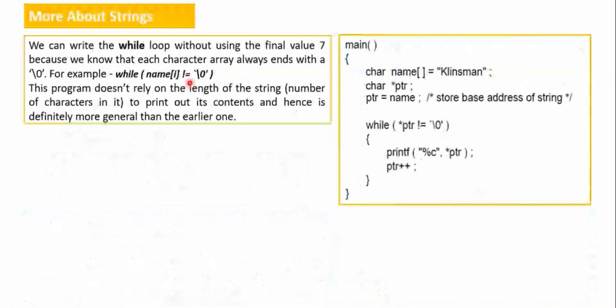Now we can write the while loop without using the final value 7 because we know that each character array always ends with a \0. So for example, while name[i] is not equal to \0, we can use this while to just print all the values. This program does not rely on the length of the string. So we don't need to mention the length of the string to print out its content, and hence it is definitely more general than the earlier one. In the earlier code we compared that i is less than or equal to 7, but here we can just monitor the \0.